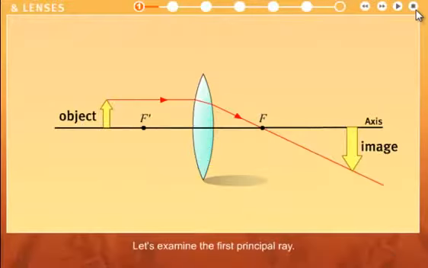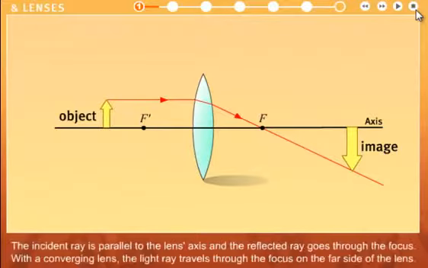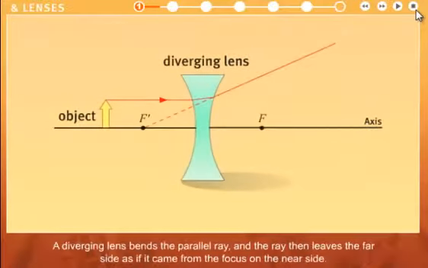Let's examine the first principal ray. The incident ray is parallel to the lens's axis, and the reflected ray goes through the focus. With a converging lens, the light ray travels through the focus on the far side of the lens. A diverging lens bends the parallel ray, and the ray then leaves the far side as if it came from the focus on the near side.